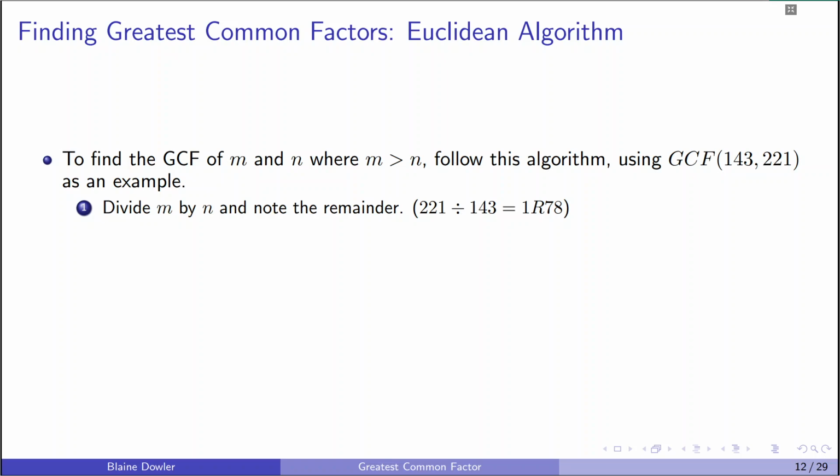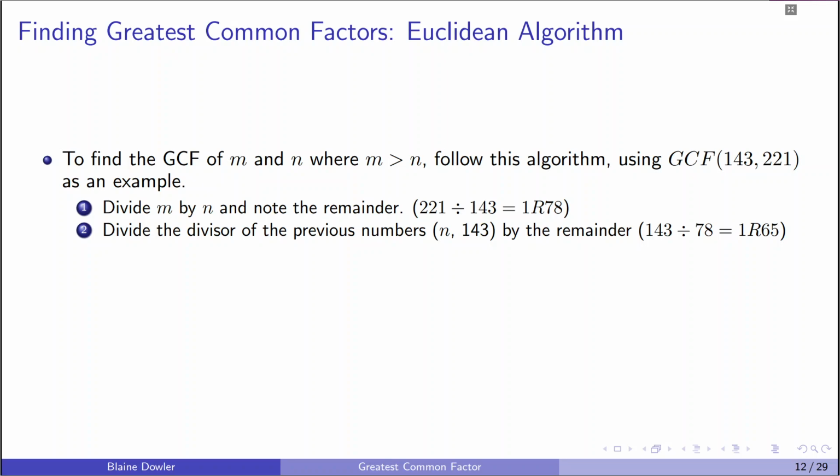So we take our two numbers. We divide the larger number by the smaller number. In this case, 221 divided by 143 gives us one remainder 78. We're going to take that remainder and divide it into our previous divisor. So in this case, we're going to take 143 divided by 78. That's one remainder 65. We take our two lowest numbers there, 78 and 65. We keep repeating this process until the remainder is 0.